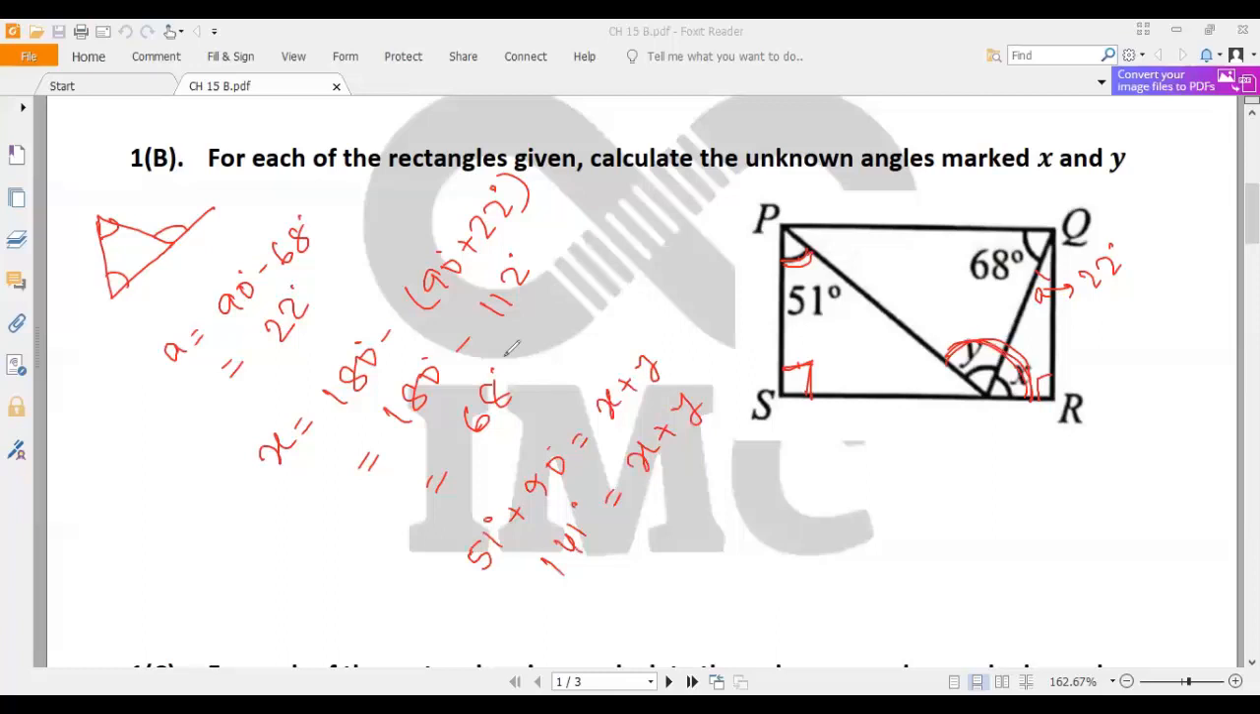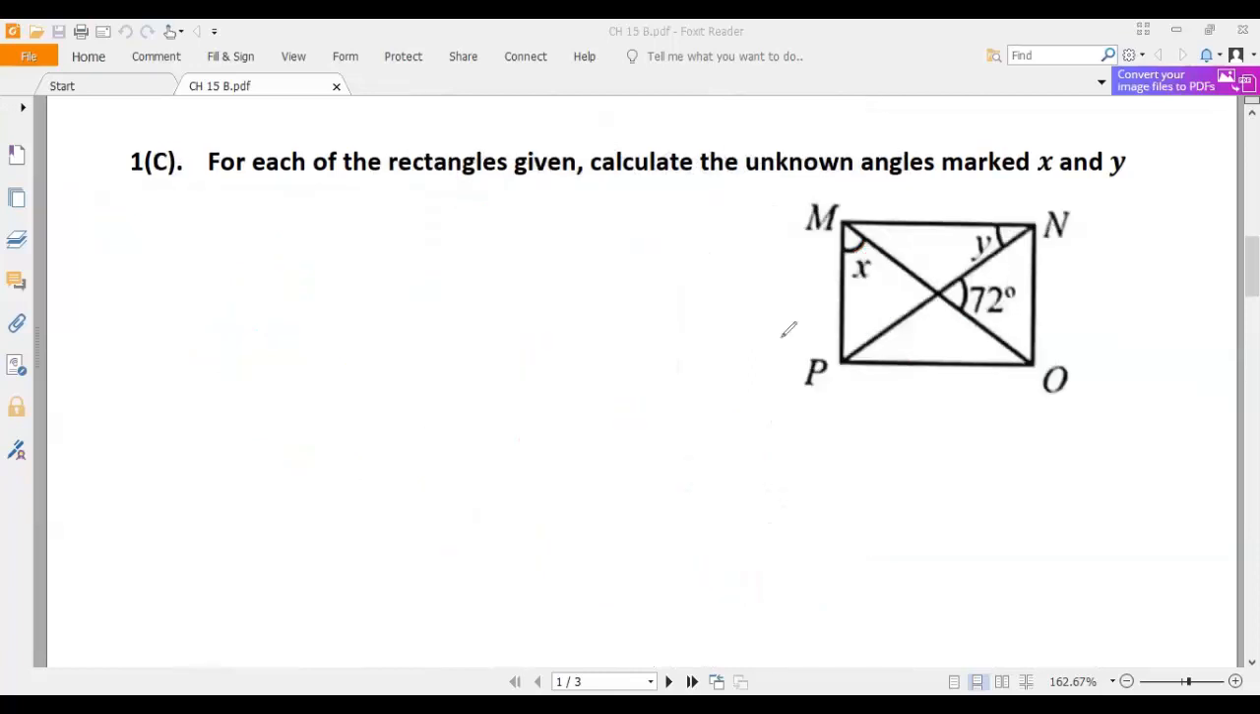Then we know the value of x, that is 68. So 141 equals 68 plus y. Then y should be 141 minus 68. Now subtract 8. So 3, we have 1, 7. So 73. Next, the question says for each of the rectangles given, that means in this rectangle, we need to find out the value of x and y.